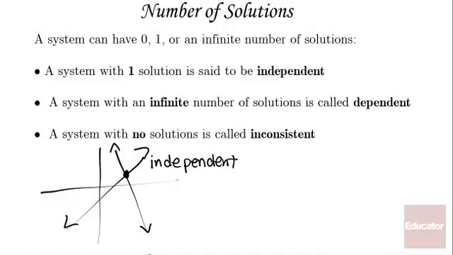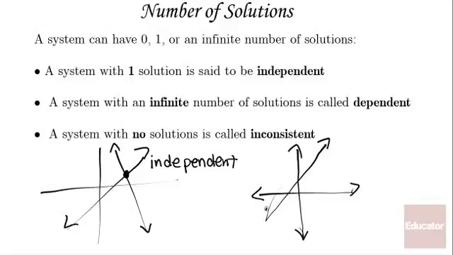Another possibility is that there is an infinite number of solutions. What this actually means is that both equations are describing the same line. So if I have two equations and I figure out some points and graph one of the equations, and then I look at my other equation and go to graph that and realize that it's the exact same line, that means that there are an infinite number of solutions. So this would be dependent.